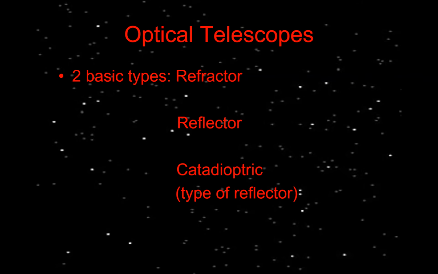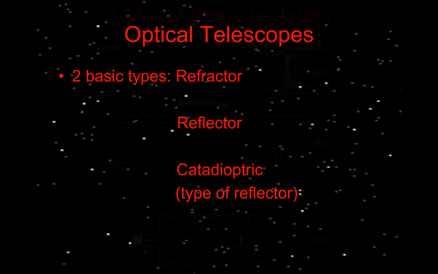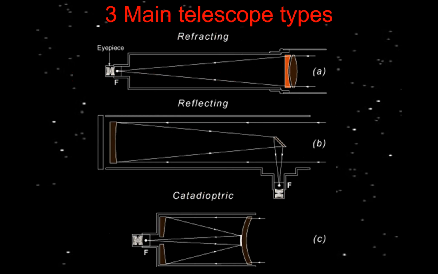When we talk about telescopes, there are many different types of telescopes. The two main ones are refractors and reflectors, and there is a subtype of the reflector called a catadioptric or a Schmidt-Cassegrain type of telescope, which uses a bit of refraction as well. But the two basic types are refractors and reflectors. And here's how they really work.